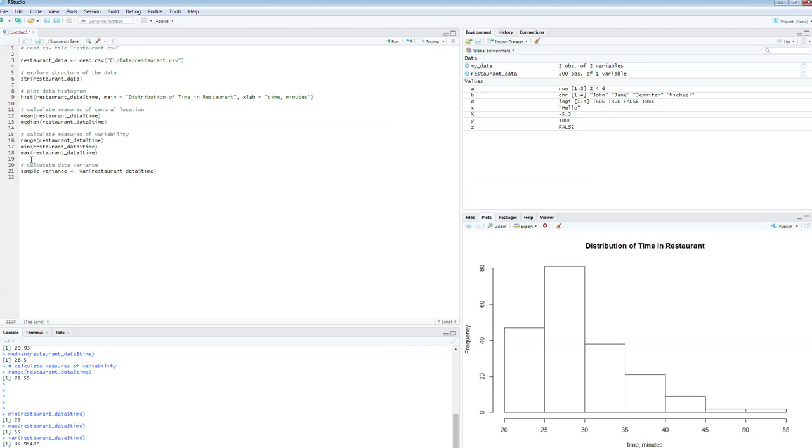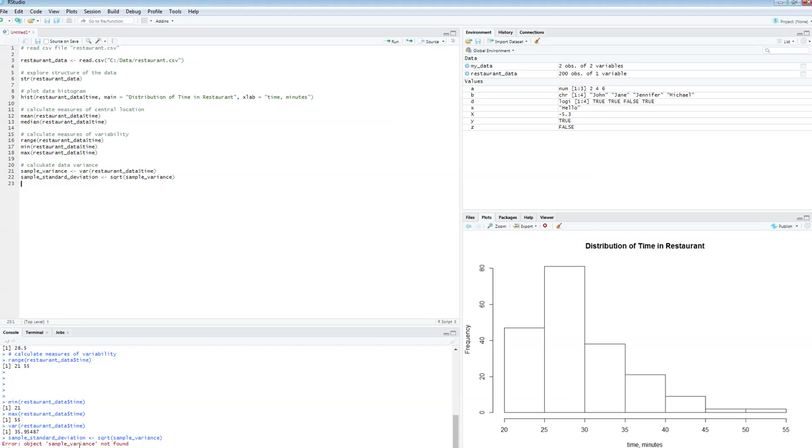So sample variance is just VAR, variance of the restaurant data column time, and then sample underscore standard underscore deviation is the square root of sample variance. And guess what? Square root in R is done using the same function as in Excel, that is SQRT, square root of the variance. So I'm going to just type sample variance. Sample standard deviation is the square root of sample variance. We're following the precise, exact definition from statistics, nothing else.